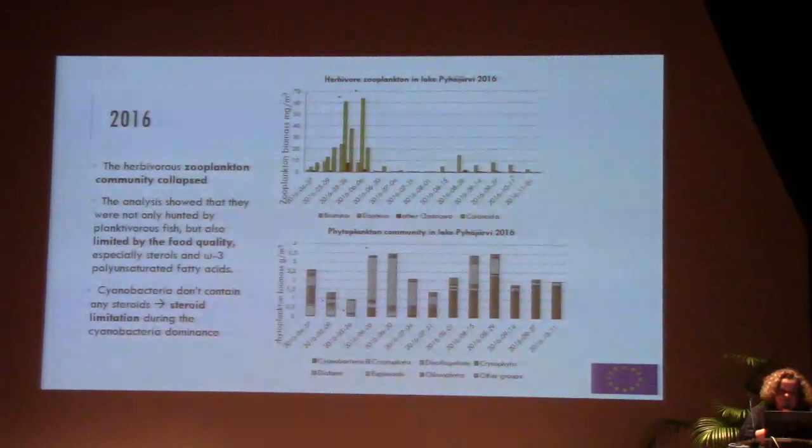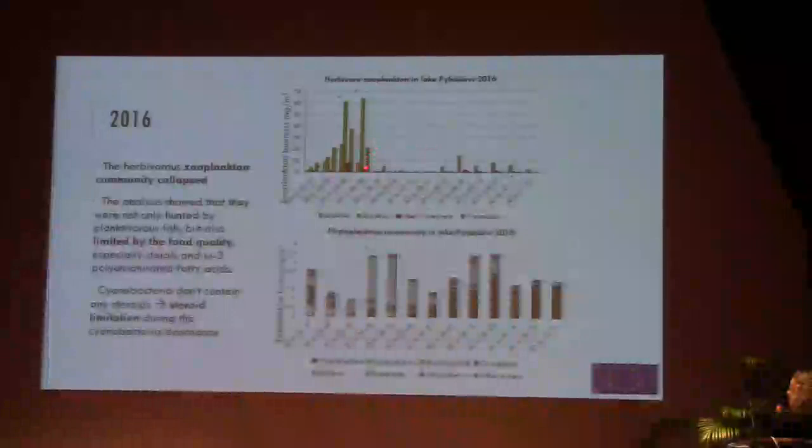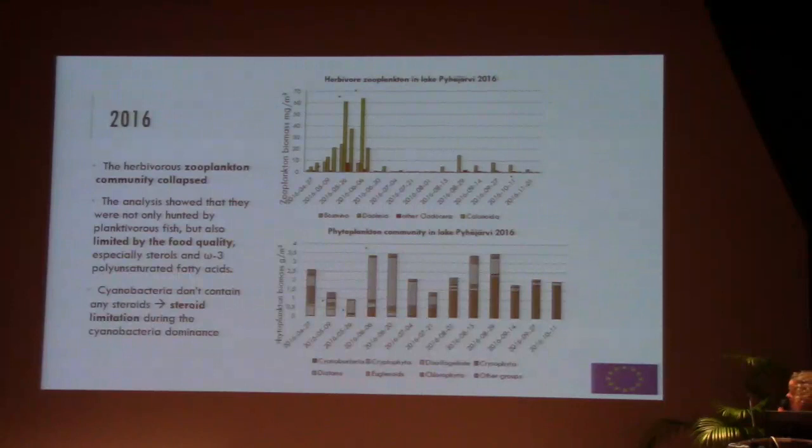So back in 2016, this is when the zooplankton community collapsed, and here we made some fatty acid analysis in this year. The analysis showed that it was not only that there were really many small fish from several species. They were not only hunted by these fish, but also limited by food quality, especially sterols and these fatty acids, because the cyanobacteria don't contain any sterols, and so there is a sterol limitation during the cyanobacterial dominance.